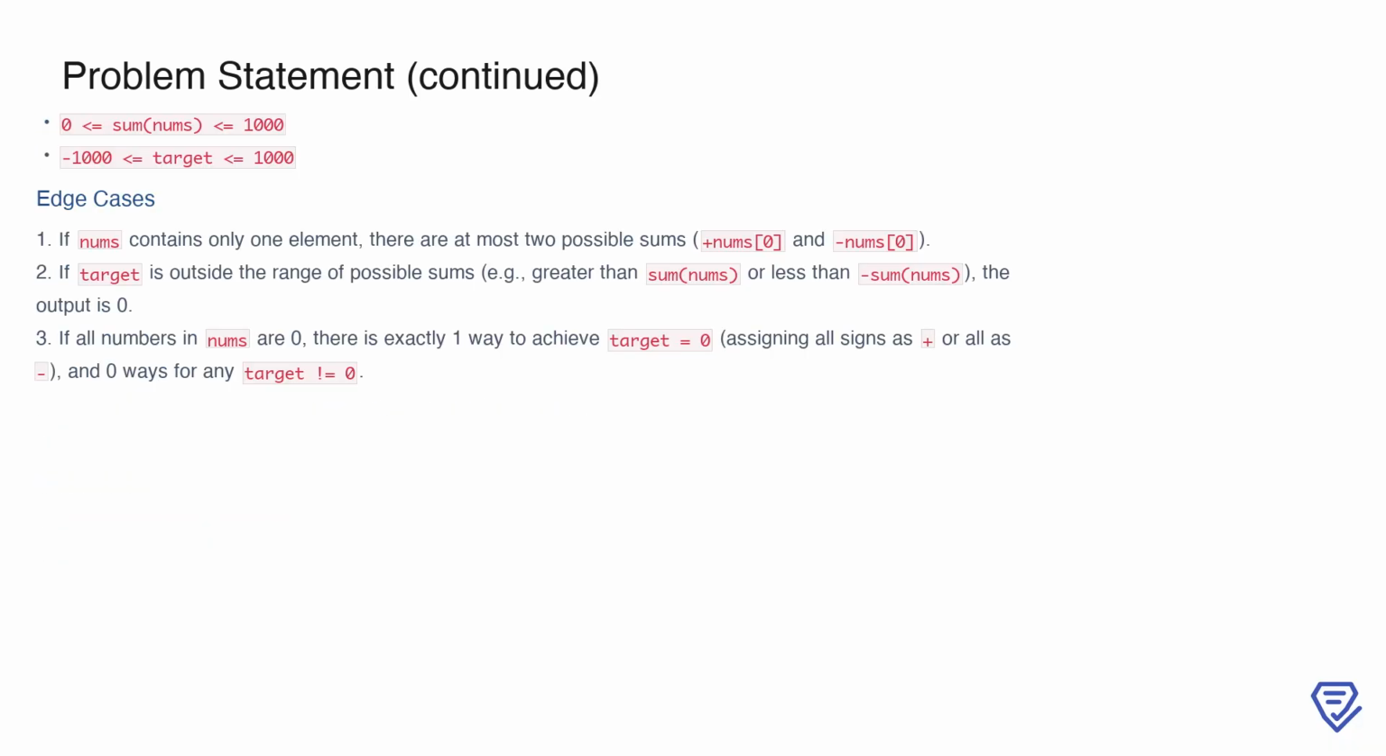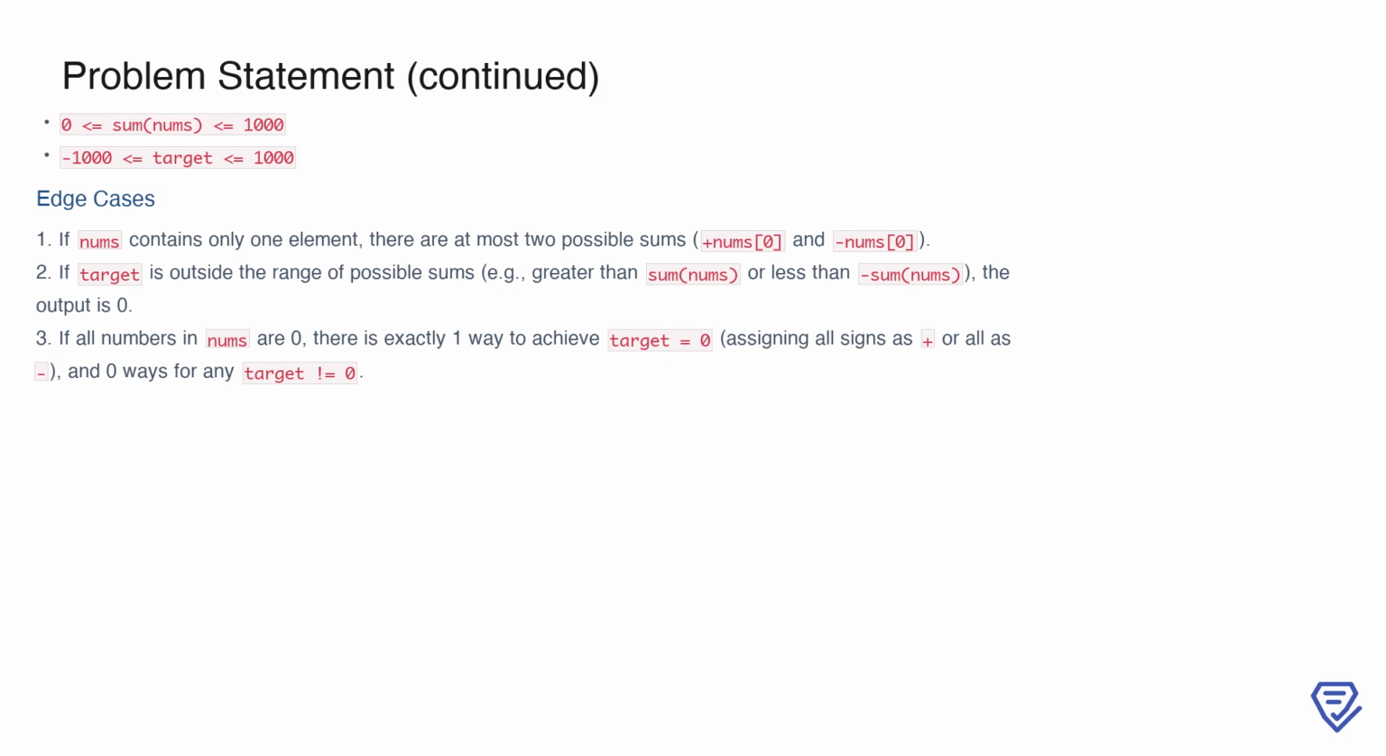To solve this problem effectively, we need to consider the constraints. The length of nums is between 1 and 20, which means we might need to evaluate up to 2^20 combinations in the worst case. Each number in nums is non-negative, and their sum ranges from 0 to 1000. The target value is bounded between -1000 and 1000.